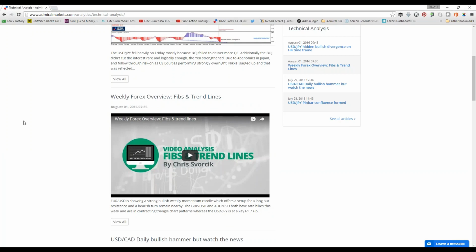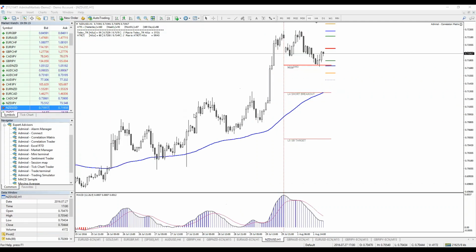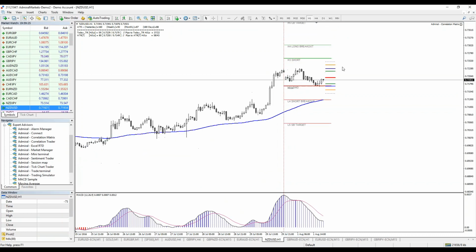So let's see. Before we conclude the webinar, one more last question from Ilya. Is New Zealand a buy? It seems so that this bottom is rejecting the price, and it should go up indeed. It seems that it should potentially reach this level.